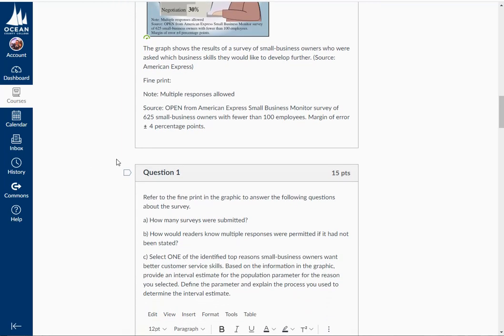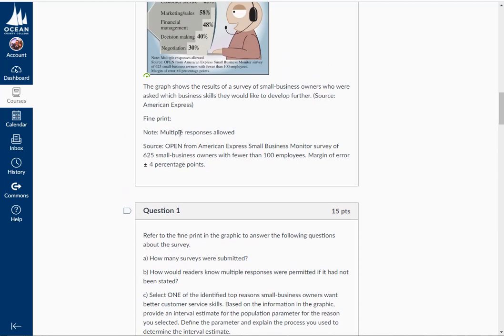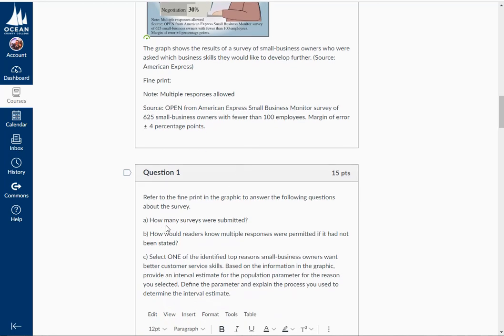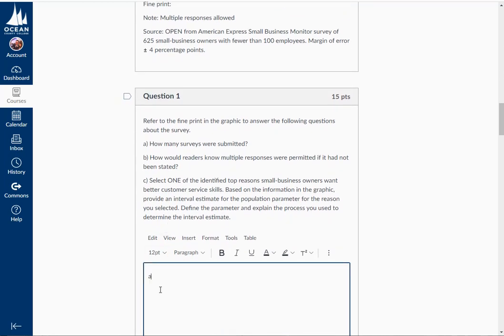Question 1 says, refer to the fine print in the graphic and answer the following questions. You can see the fine print here. It says note: multiple responses allowed, and a survey of 625 small business owners. First off, how many surveys were administered? Well, you can see right there it was 625 surveys. I'll help you with this next one too.